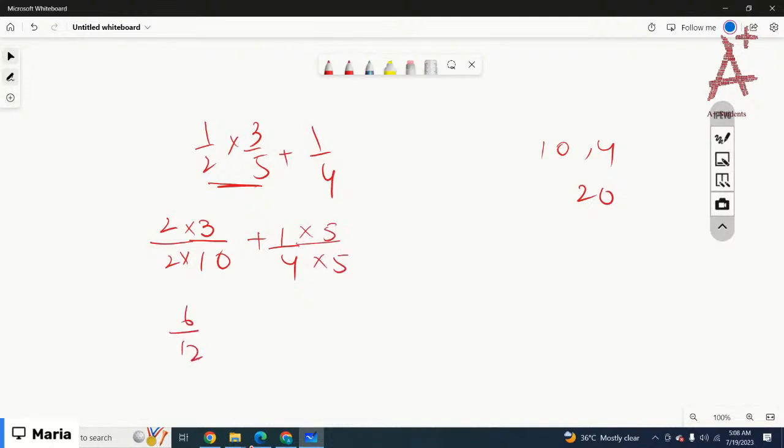3 times 2 is 6 over 20, and 5 times 1 is 5, 5 times 4 is 20. They have now the same denominator. You simply have to add their numerators. So 6 plus 5 is 11. It would be 11 over 20. Got it?